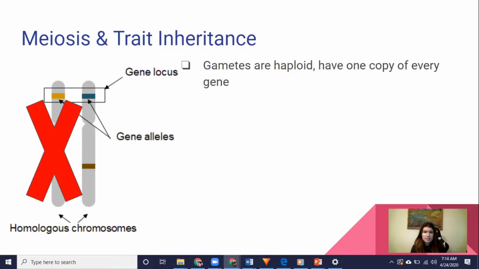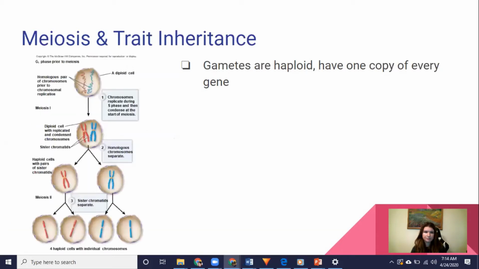By contrast, sex cells, so sperm and egg cells, are haploid. Our gametes are haploid, meaning that instead of having homologous chromosomes, they have only one chromosome for each of those chromosomes, 1 through 23. And we saw how that happens during meiosis. We saw that at the end of meiosis 1, our homologous chromosomes separate, so the resulting cells have only half the amount of information as the original cell did. And this is going to affect how traits get passed down.